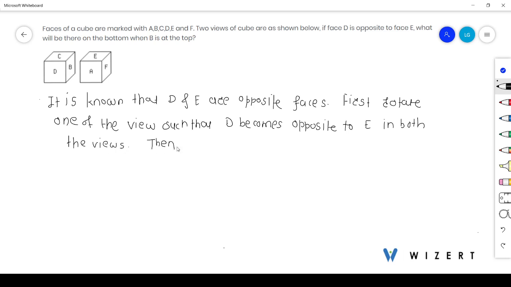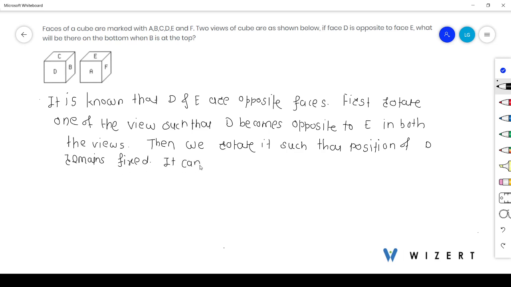Then we rotate it such that the position of D remains fixed.